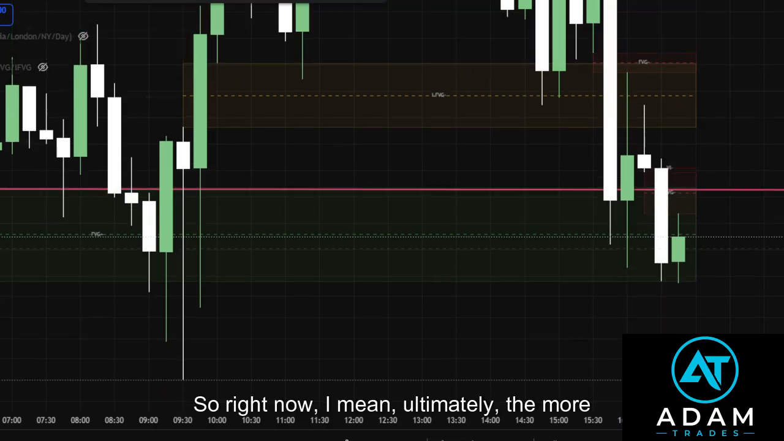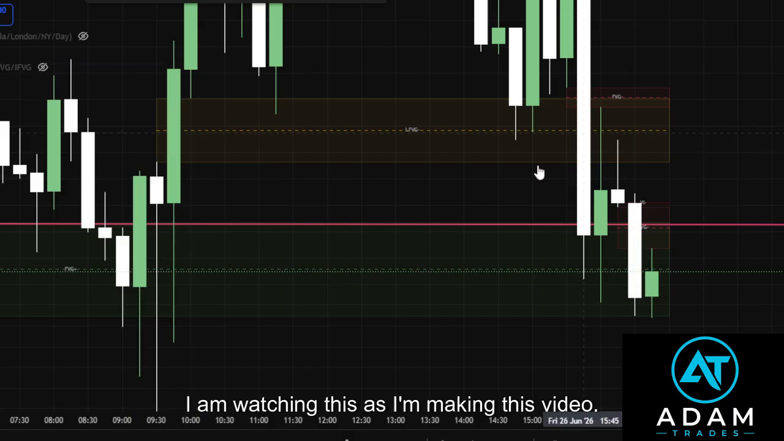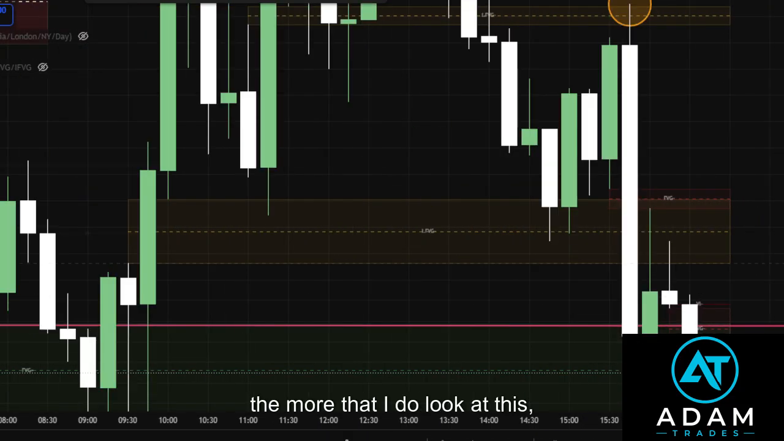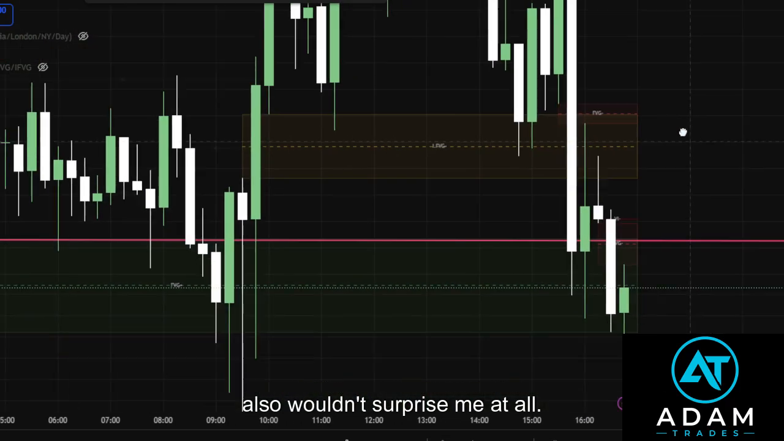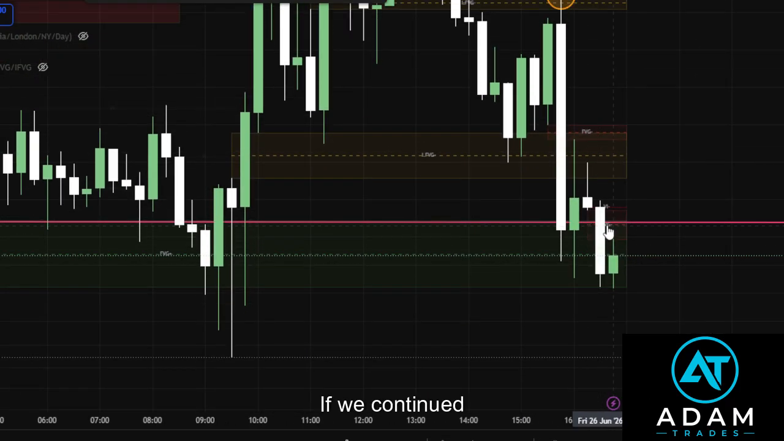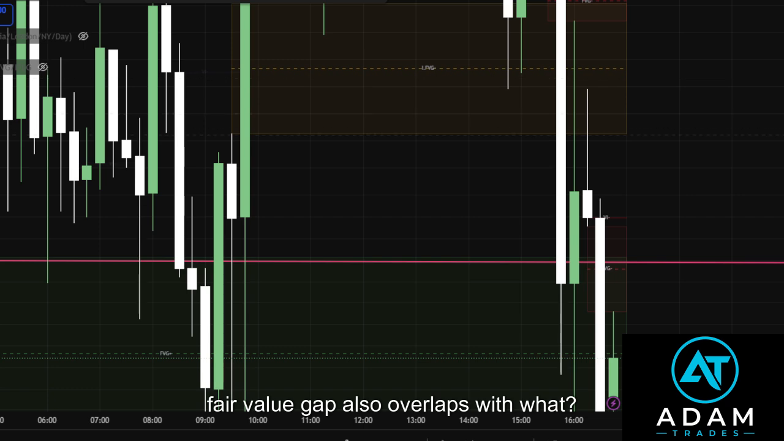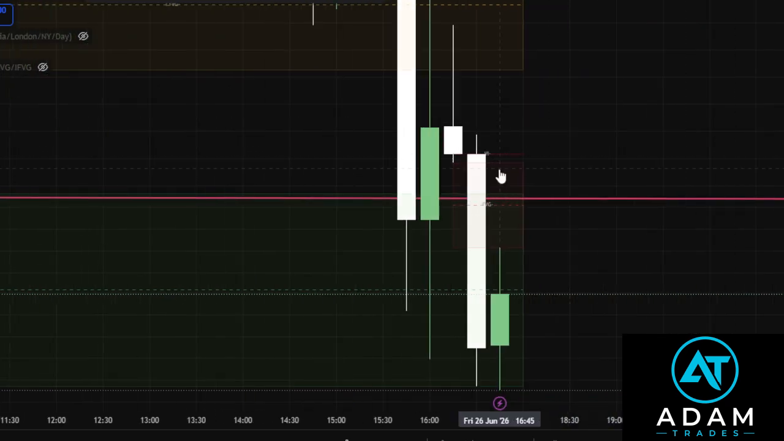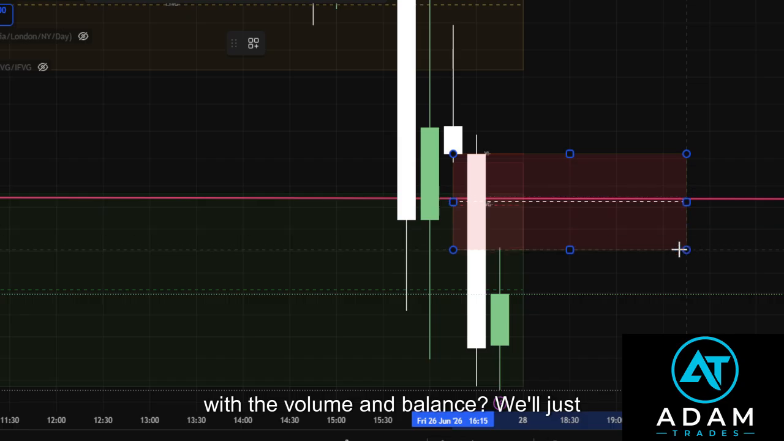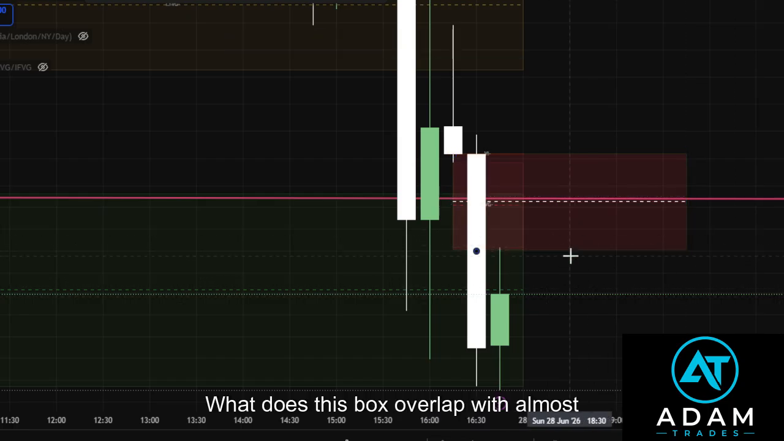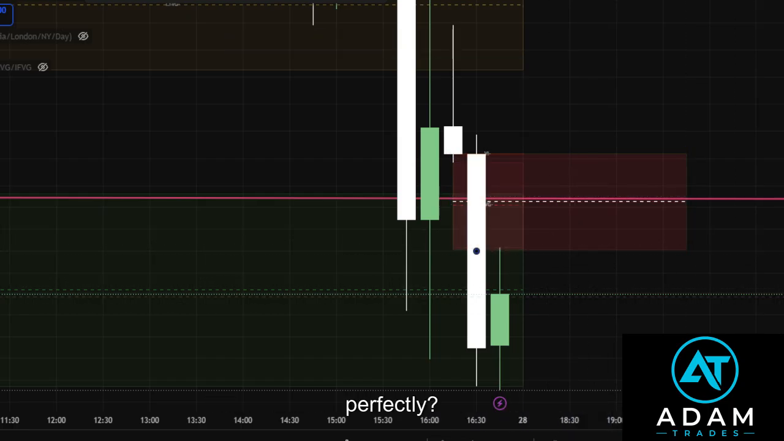So right now, ultimately, the more I am watching this as I'm making this video, the more that I look at this, again, it wouldn't totally surprise me if we went up here. Also wouldn't surprise me at all if we continued to get resistance from this fair value gap. This fair value gap also overlaps with what? What is this bearish fair value gap along with the volume imbalance? We'll just throw them together. What does this box overlap with almost perfectly?